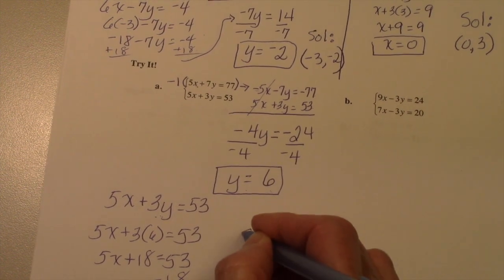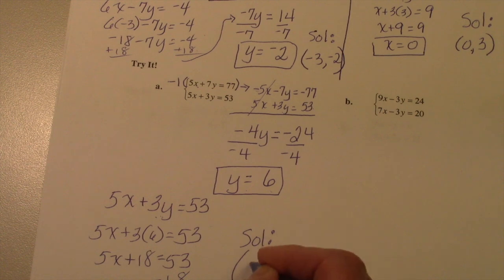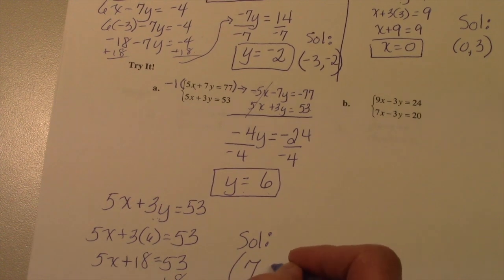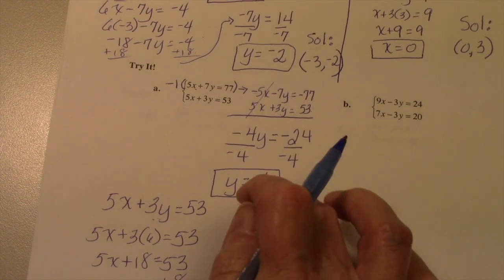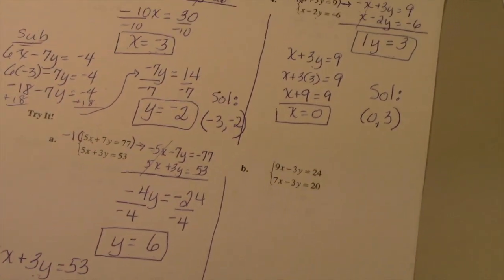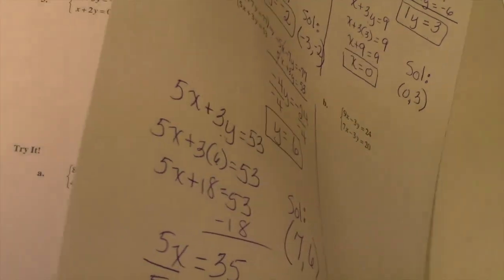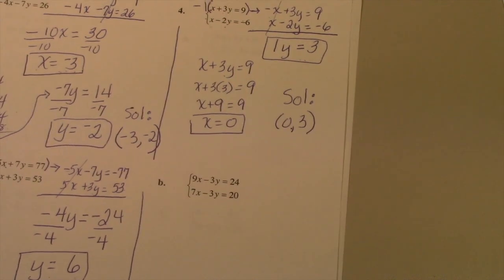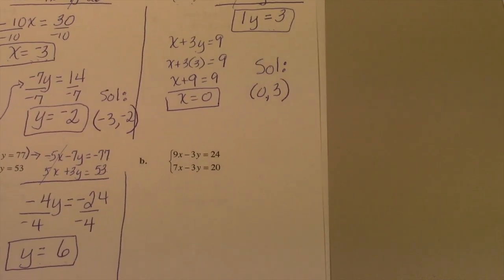So my solution here is x is 7, remember x is first, and the y is second. Nice, easy. Okay. How do I do this last one?